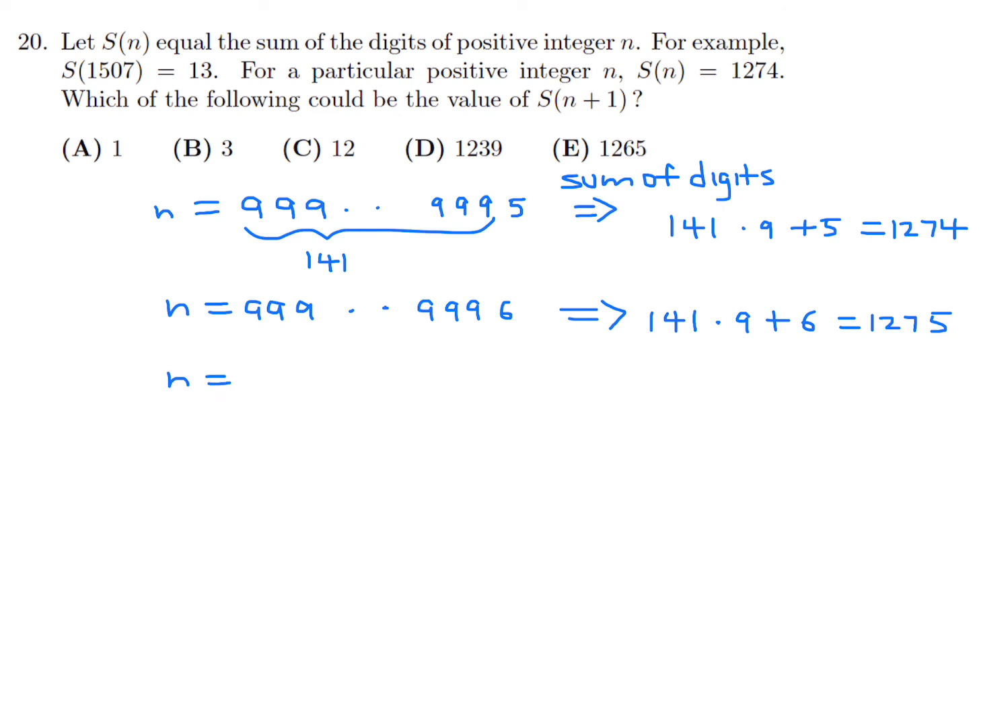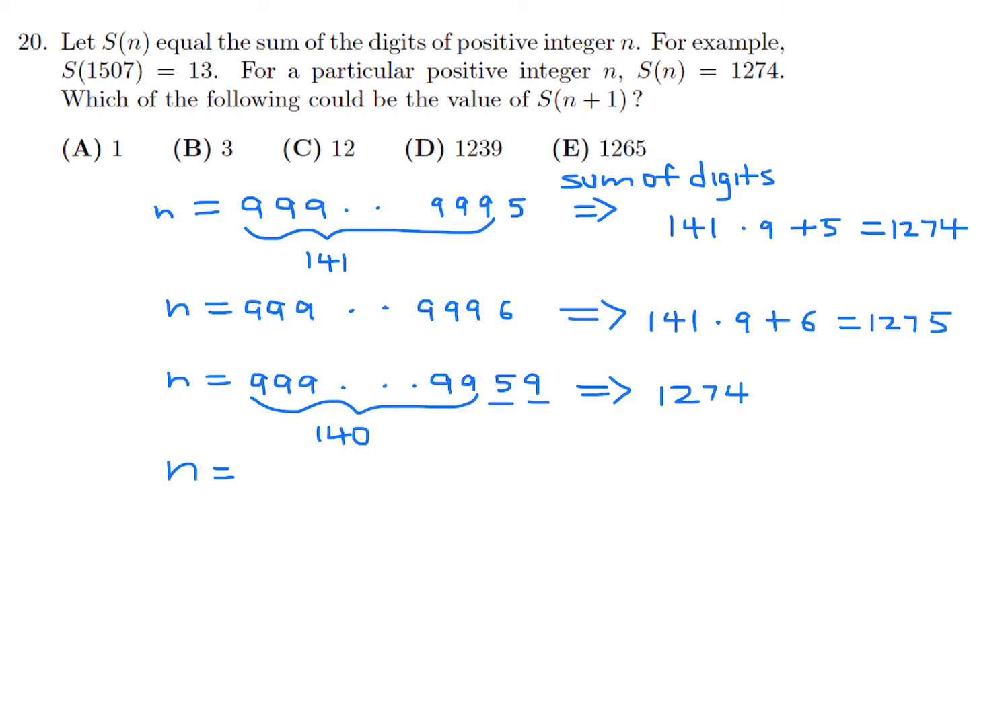n is not of this form. The 5 is 1 before the end. So instead of it being at the very end, it's 1 before it. So it's 9959. This still gives me the sum of the digits to be 1274. Try it out, you'll see. Where this is now 140, then we got 1 more 9 and 1 5. It'll still be 141 9s plus a 5.